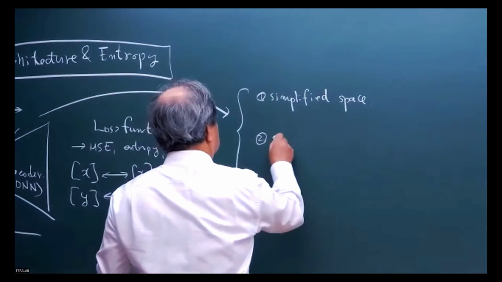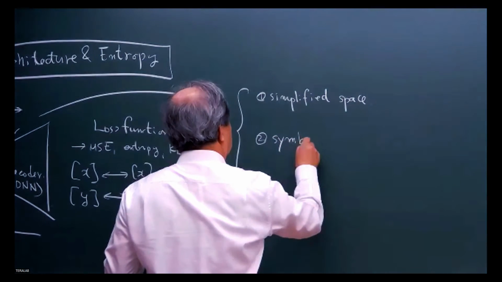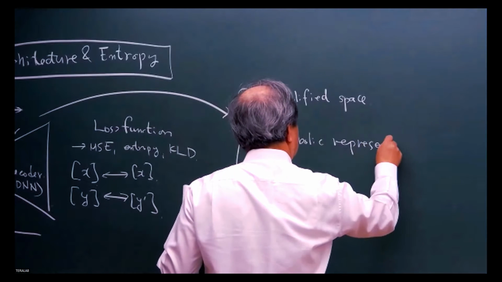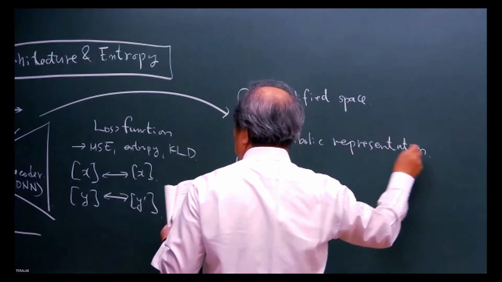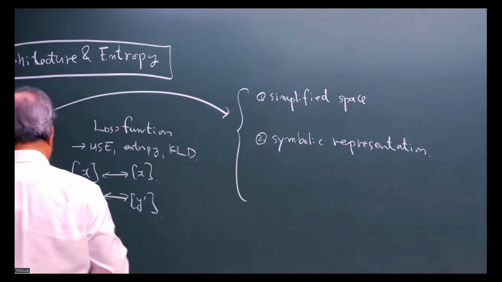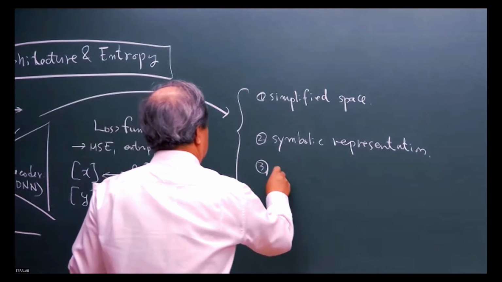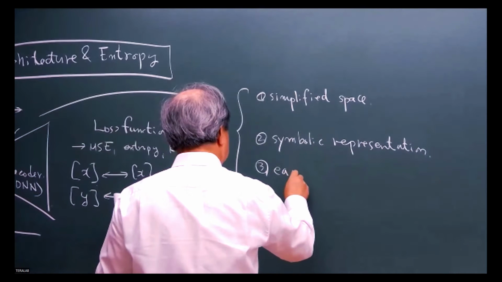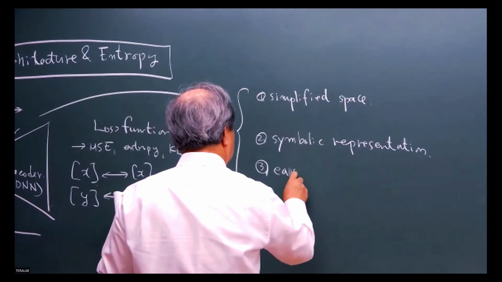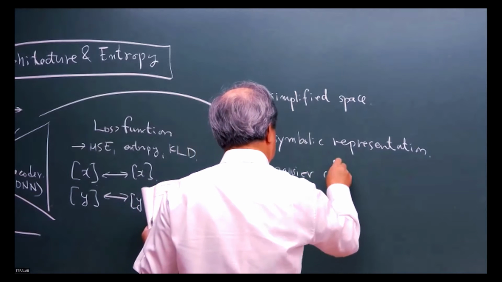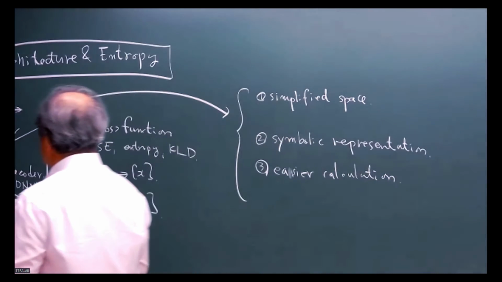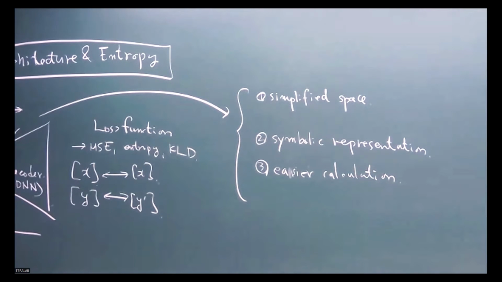The second one is symbolic representation. The third advantage of using the G-space vector is easier calculation.